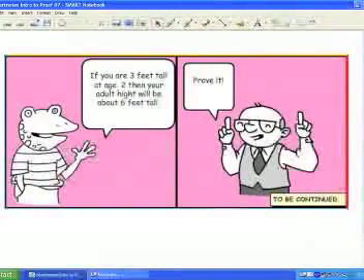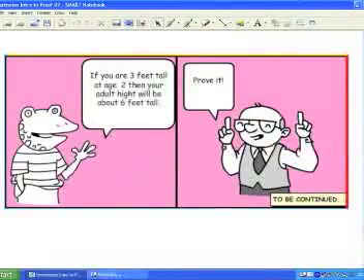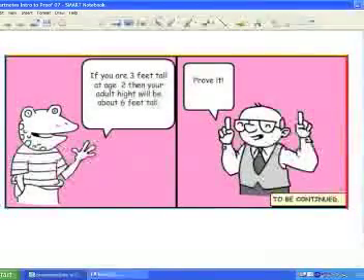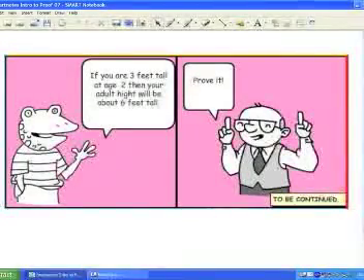Today we are going to start Introduction to Proof. If you see in the first slide, it says if you were 3 feet tall at age 2, then your adult height will be about 6 feet tall. Prove it. Proof is all about writing justifications, making an argument. People don't just believe you because you say so, you've got to back it up. So we're going to start learning proof by relying on something you already know how to do, which is algebra.